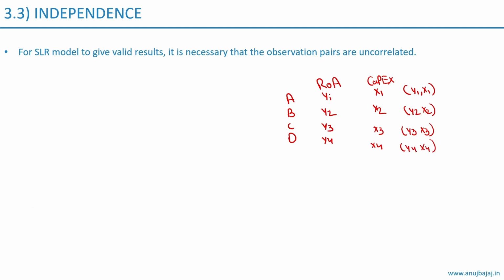So, for the linear regression model to give correct results, it is necessary for the pairs to be independent of each other. By independent, we mean that when we plot these pairs on a graph, when we look at the scatter plot, the observations should not exhibit any pattern.